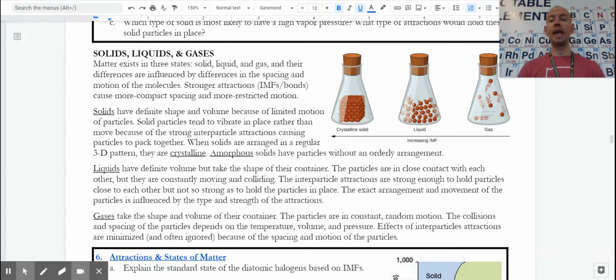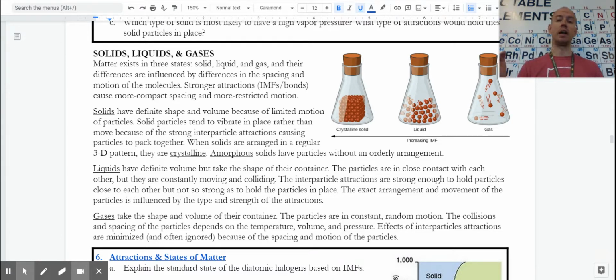So when we have a molecular solid, it is in the solid state because the intermolecular forces are strong enough to hold the molecules closely together. So here we would have a solid. It has a definite shape and a definite volume because the molecules do not move around. The particles vibrate in place rather than going from one place to another because the attractions are strong enough.